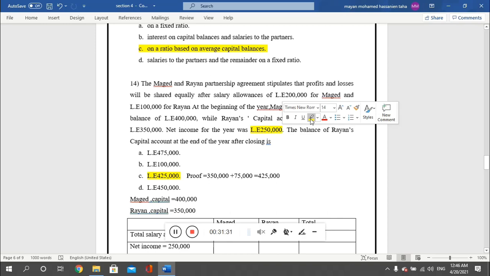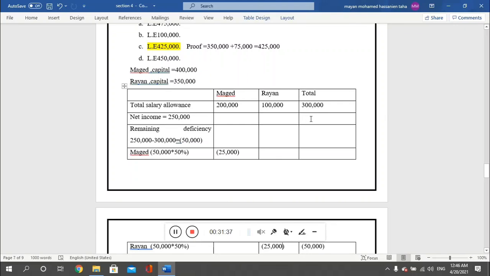Okay, let's make the table of dividing the net income. He said that the beginning capital for Magid was 400,000 livre Egyptian, and for Ryan it was 350,000 livre Egyptian. This is the beginning balance. So we need to divide net income in order to add net income or subtract net loss if there is a loss. So the amount of net income, which is 250,000, needs to be distributed.